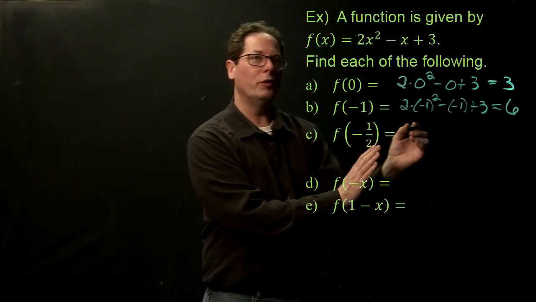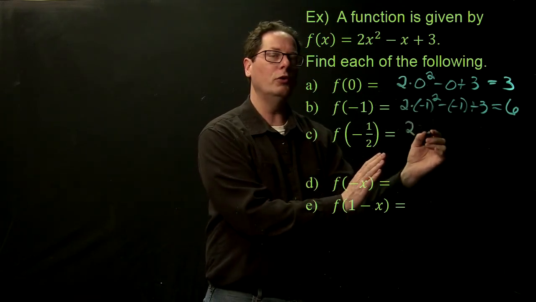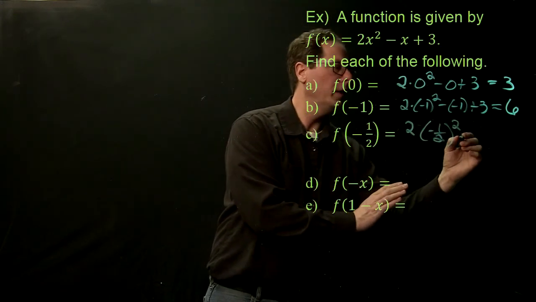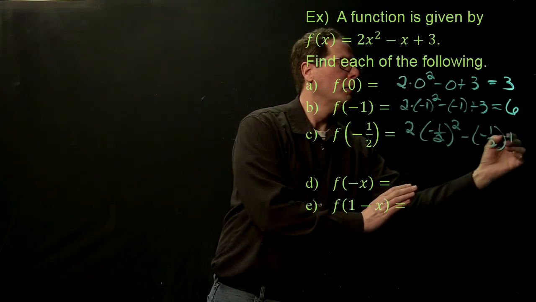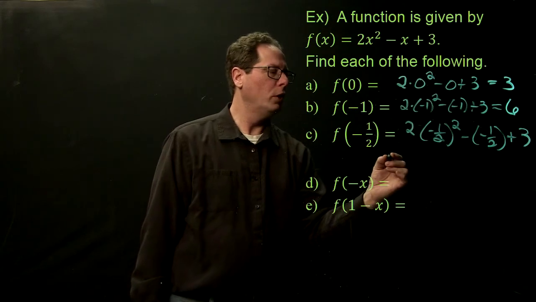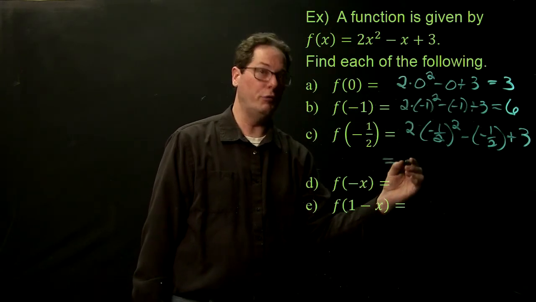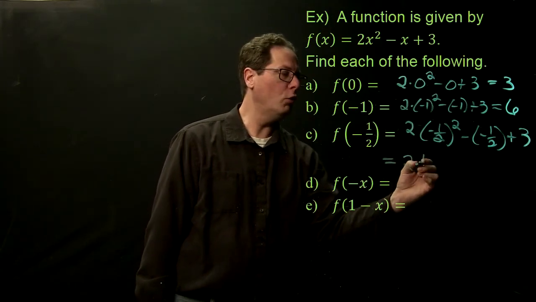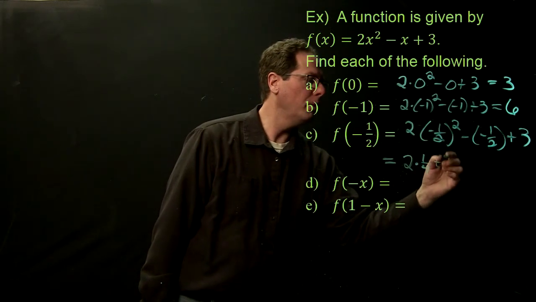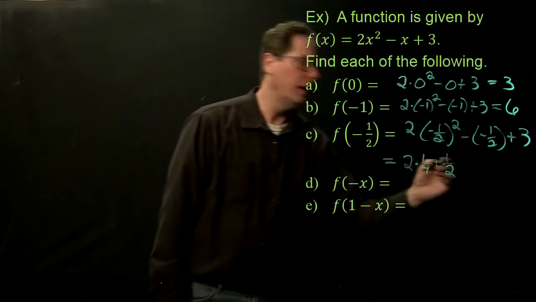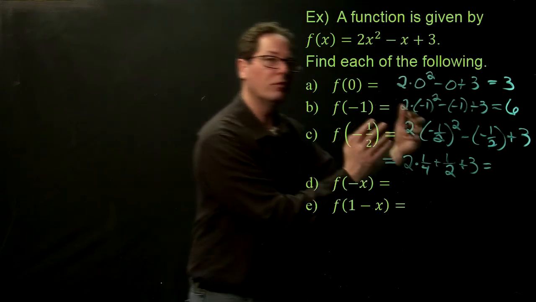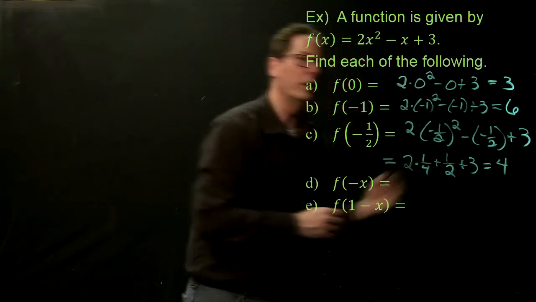Let's do a little harder one with some fractions. So you have 2 times -1/2 squared minus -1/2 plus 3. We have a little more work to do here. Fractions, we all love fractions. So we get 2 times a quarter, since -1/2 squared is a quarter. The minus minus a half is plus a half. And then we have our plus 3 still. So 2 times a quarter is a half, plus a half is 1, plus 3 is 4.